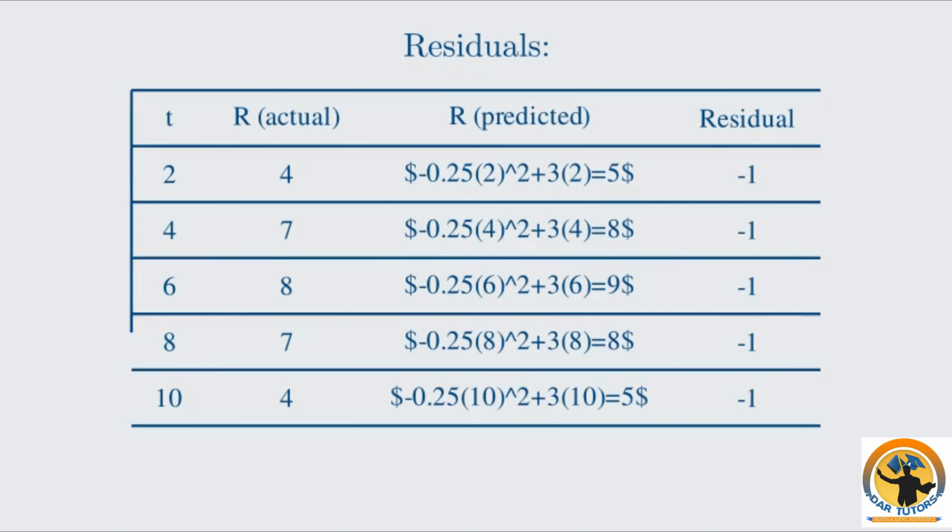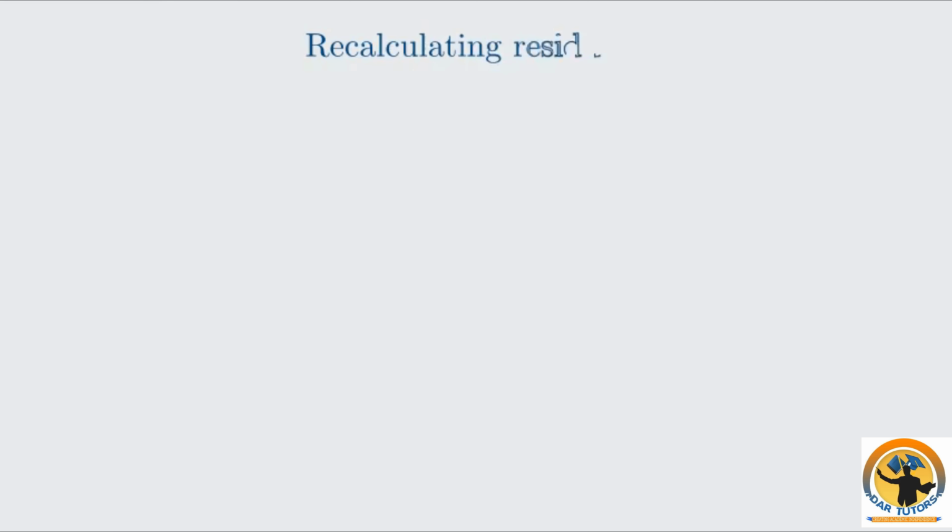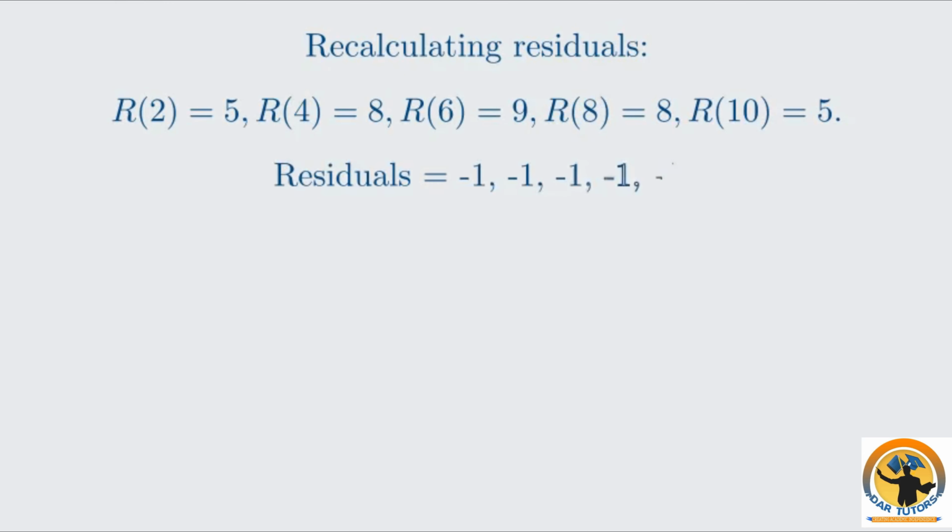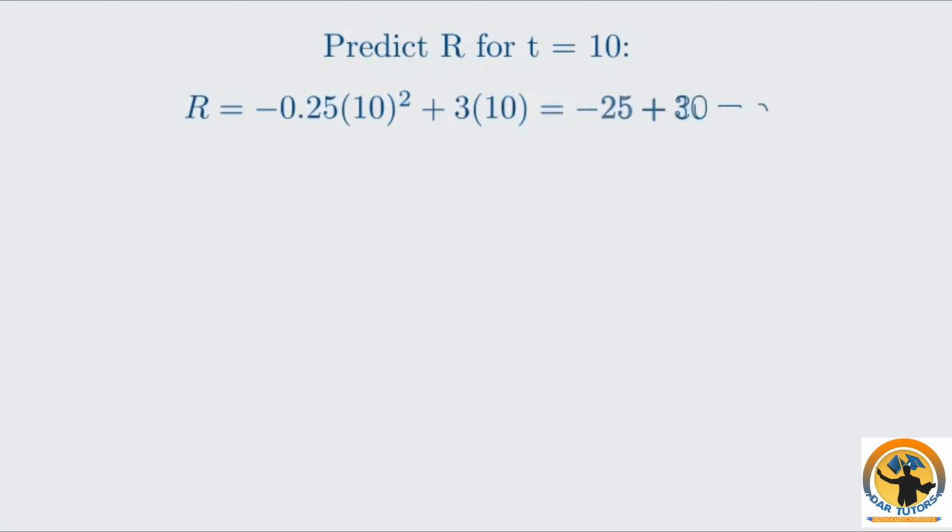Let's recalculate the SSE. The residuals are actually all 1. The sum of the squared residuals is 5 times 1 squared, which is 5. So the fit is not perfect, but it's still quite good. The r-squared value would be very close to 1. Finally, we predict the revenue in year 10. Substituting t equals 10 into our model, we find R is 500,000 dollars. So the predicted revenue is $500,000.